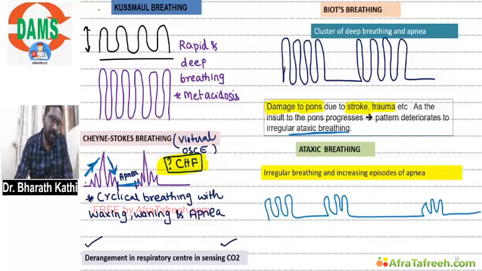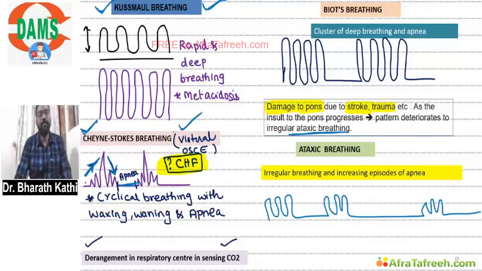So commonly they'll ask you regarding Kussmaul's breathing. They can ask you Cheyne-Stokes breathing because these two are commonly asked. Maybe an examiner in a viva, especially the DNB pattern, can ask you what this pattern of breathing is. It is Biot's breathing. It happens due to damage to the pons because of stroke or trauma. And the ultimate breathing is irregular breathing with increasing episodes of apnea. So this is ataxic breathing.